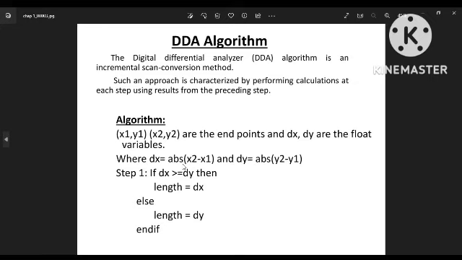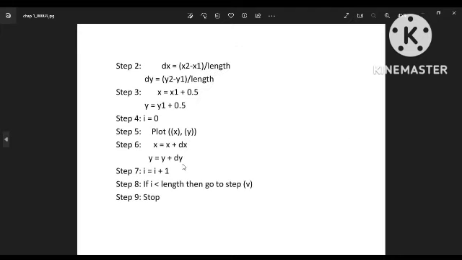So what about dx and dy, and how do we draw the slope of the line? The slope of the line can indicate from y to x, or maybe x to y, so that provides the length formation. Coming to the second step, dx is equal to x2 minus x1 divided by length, and dy is equal to y2 minus y1 divided by length. That is the second step. The third step is to increment the point values, so x is equal to x1 plus 0.5 and y is equal to y1 plus 0.5. That is the increment for scanning the conversion line by line.